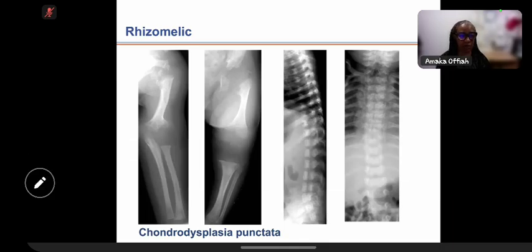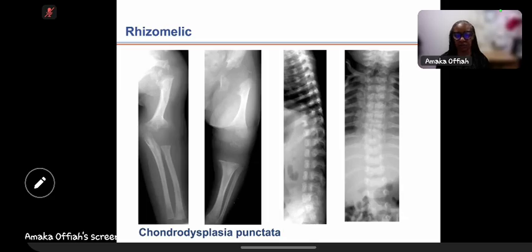Here you can see the humerus on the most extreme image, far shorter than the radius and ulna, with punctate calcification around the proximal humeral epiphysis and the lateral end around the glenoid. And then the same child, short femur with punctate calcification at the proximal and distal ends of the femur.